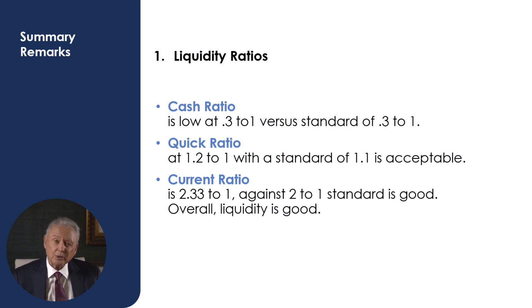Our cash ratio is low, 0.3 to 1, with a standard of 0.7 to 1. Our acid test, or quick ratio, is 1.2 to 1 with a standard of 1 to 1, which is good. And finally, our current ratio is 2.33 to 1, with a standard of 2 to 1, again, good. Overall, our liquidity, the ability to meet short-term debt obligations, is good.